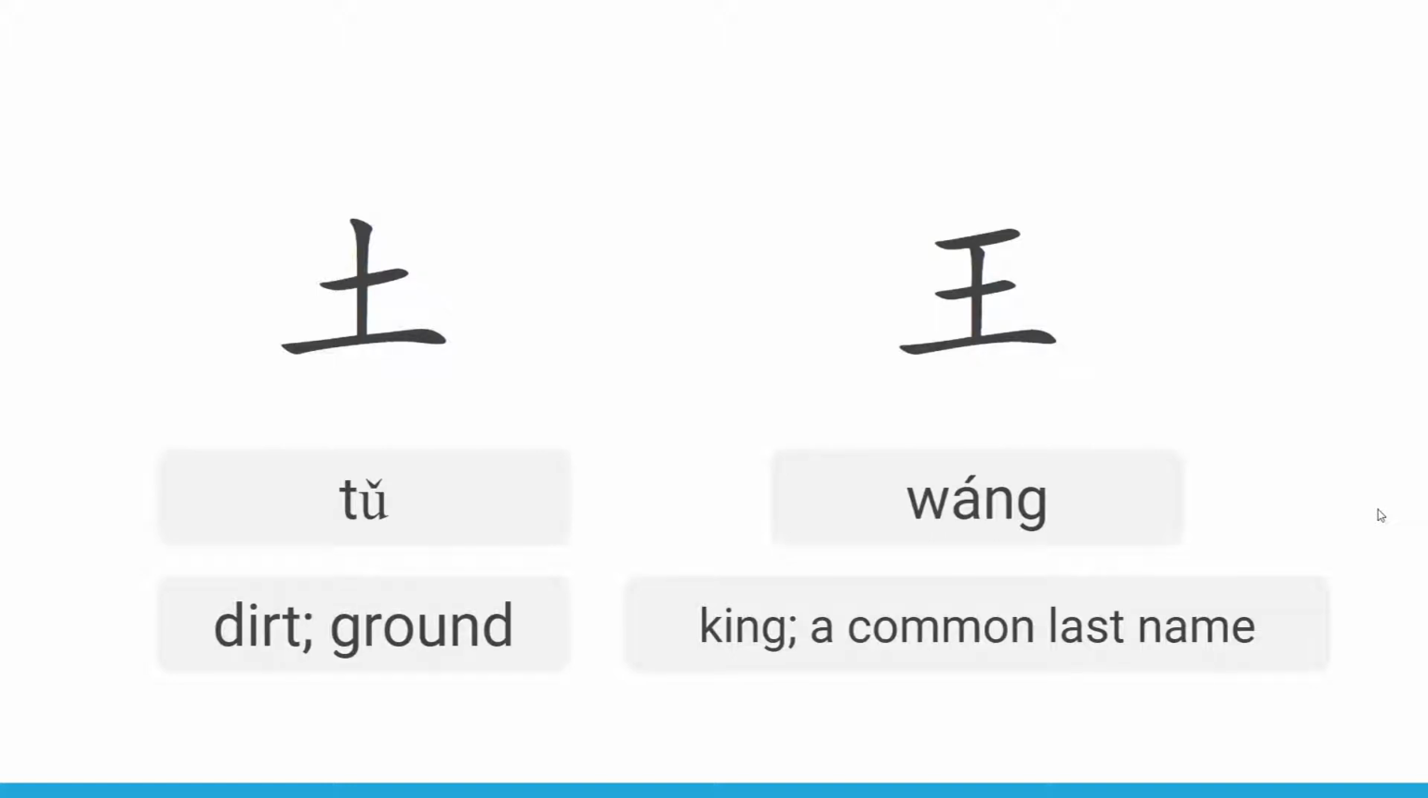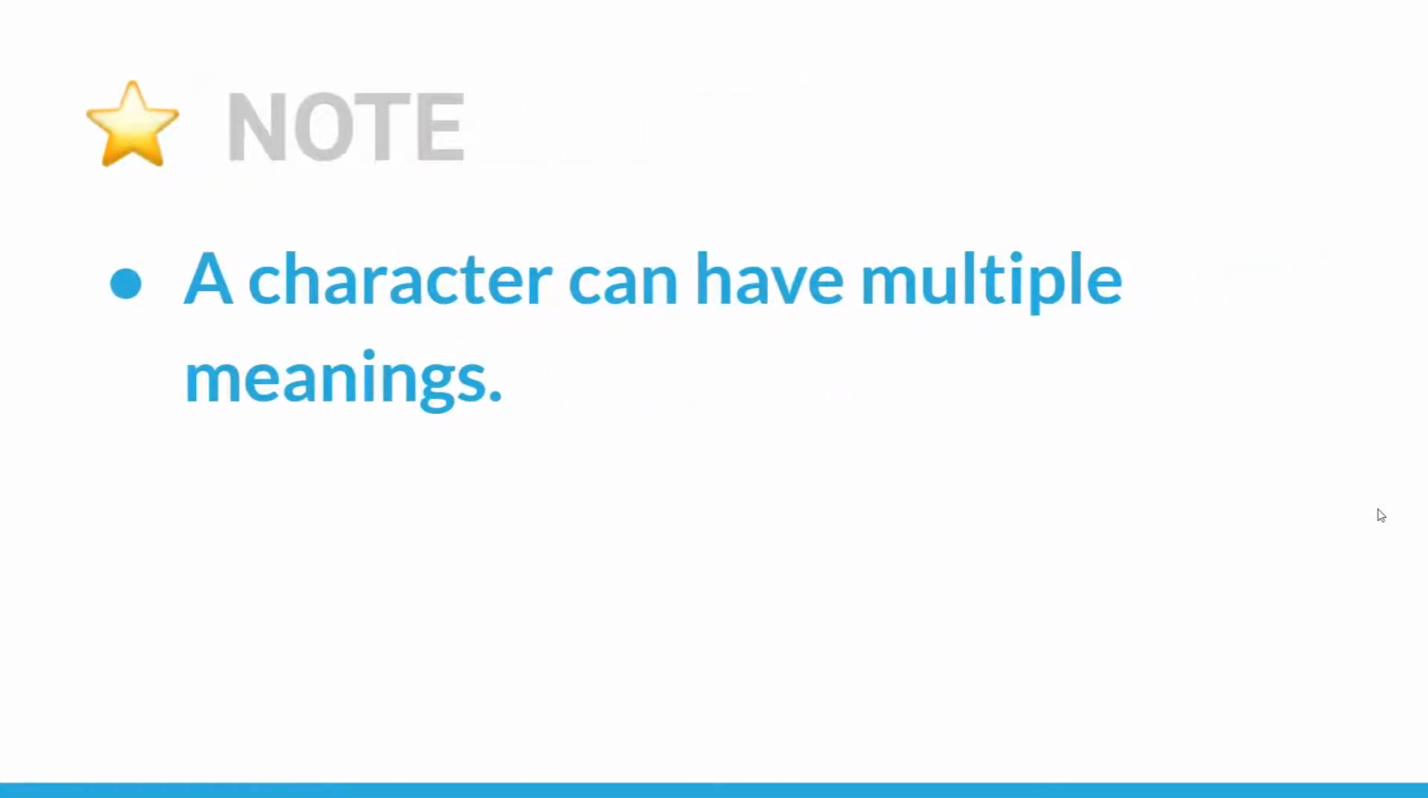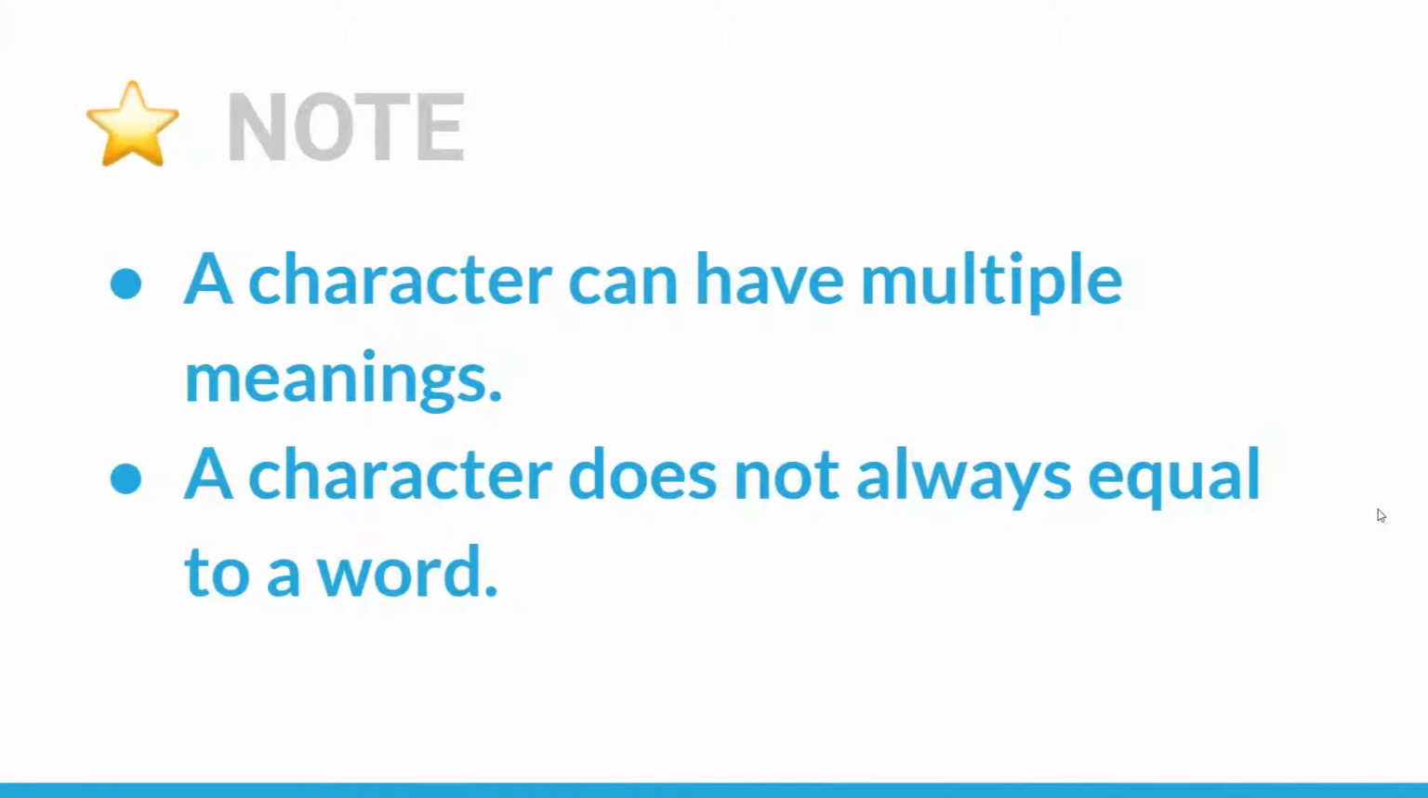However, it's important to note that one character can have multiple meanings. And a character does not always equal a word. If I want to say the number 11, we do not have one single character that represents 11. We put 2 characters next to each other to represent the word 11.